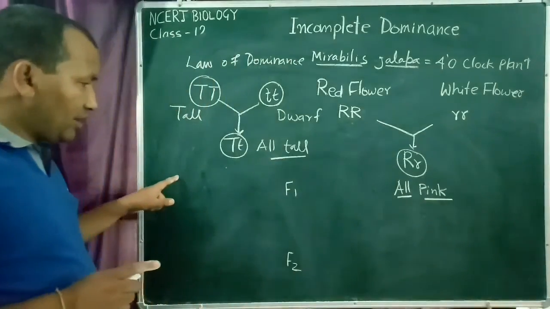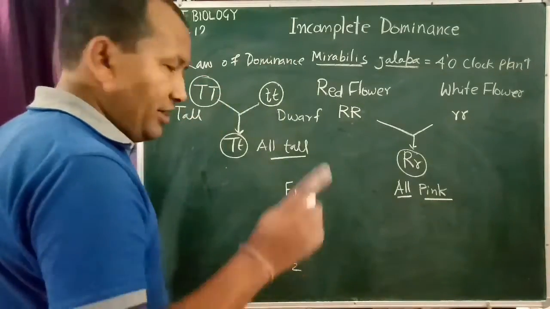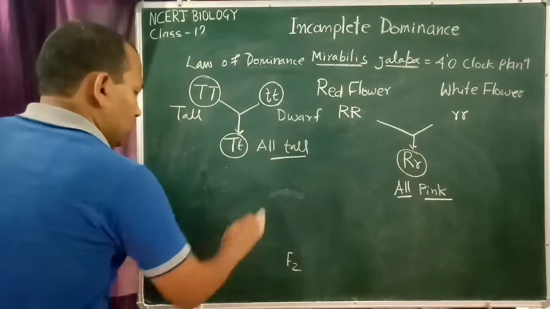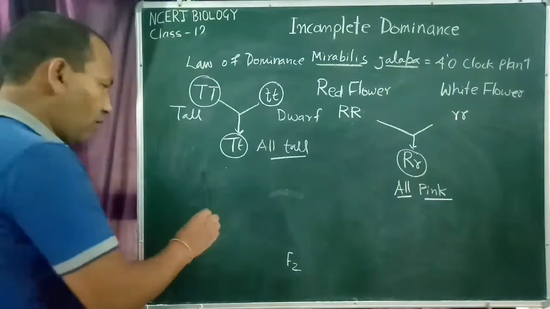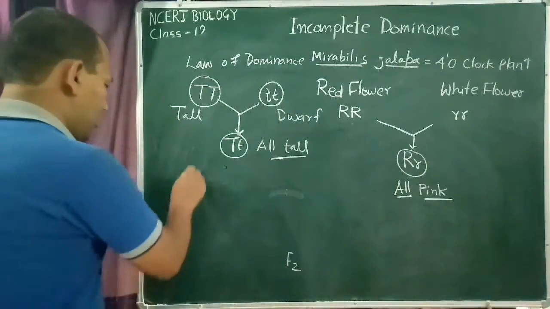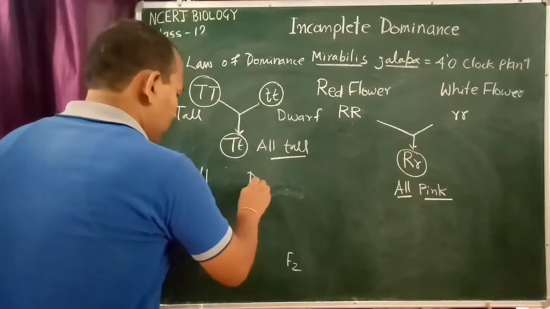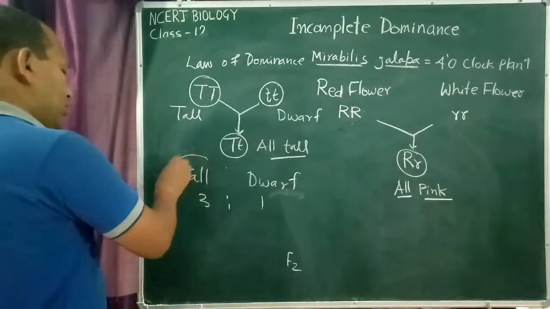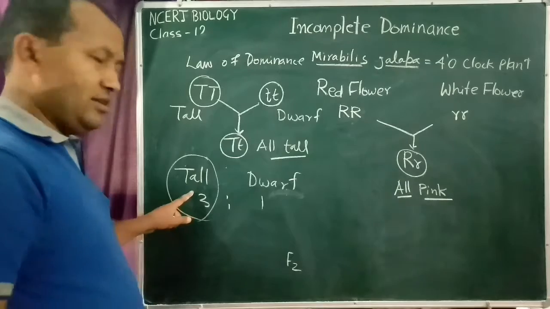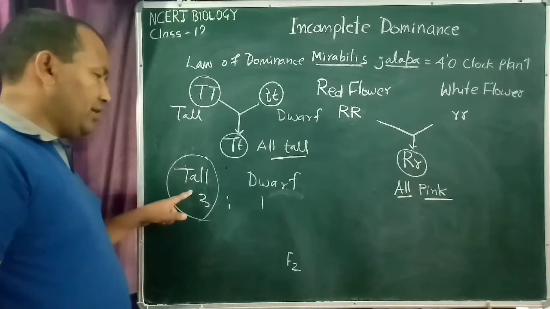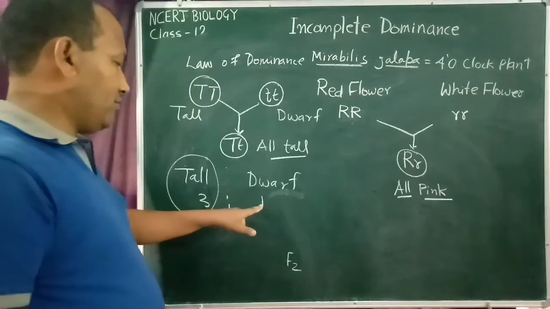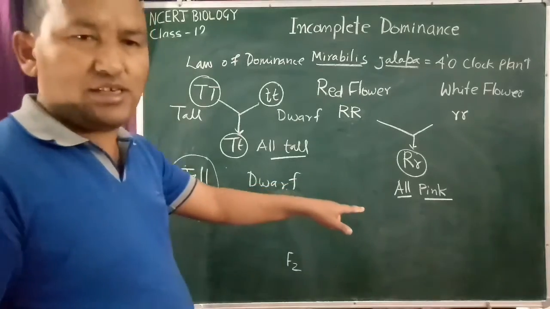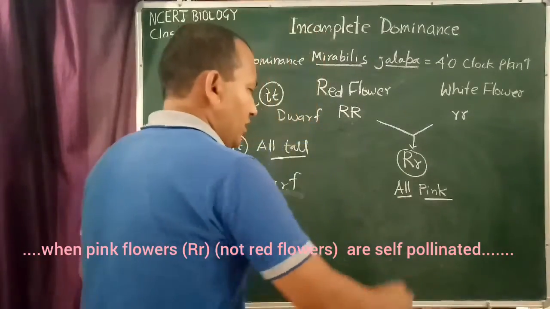Now let us see what happens in F2 generation in case of law of dominance. In F2 generation, you might have seen, the phenotypic ratio of tall and dwarf is 3:1. That is, dominant or tall plants are 3, and dwarf plant is 1. That is, the ratio is 3:1. But here what do we see? Okay, let us go ahead.